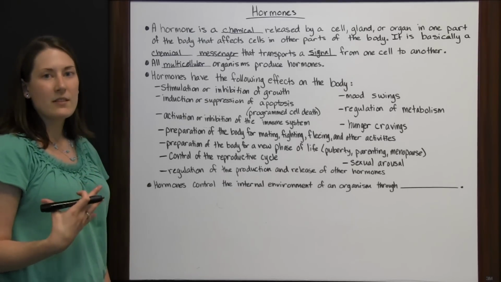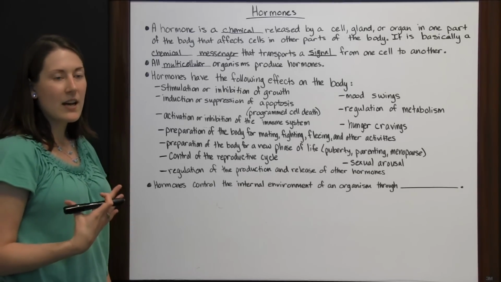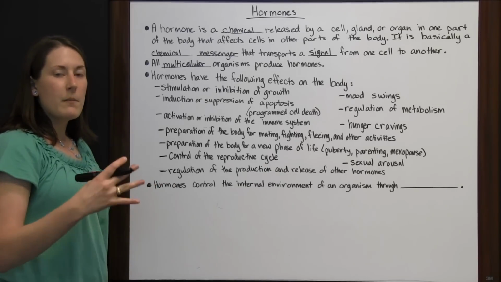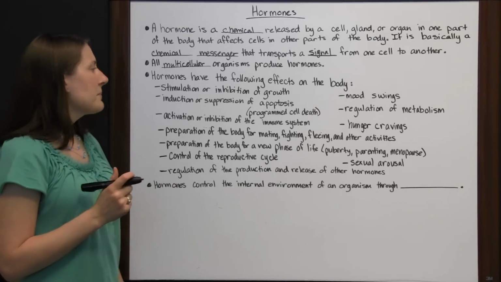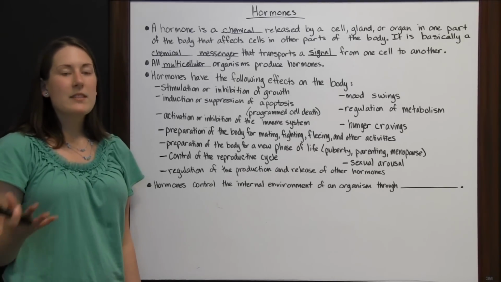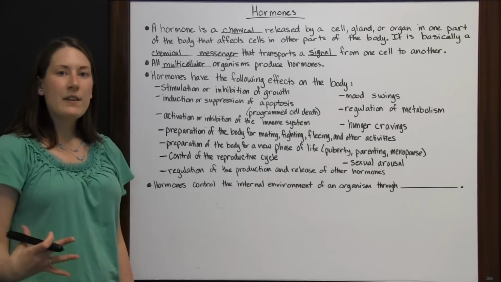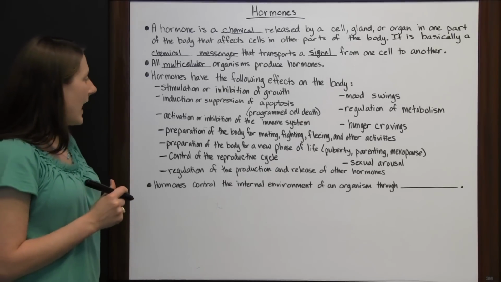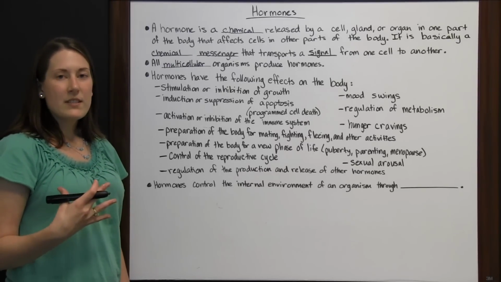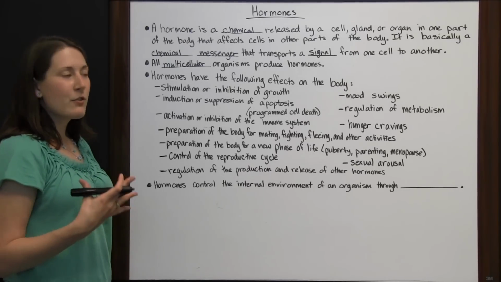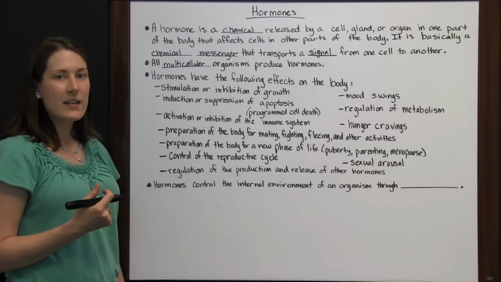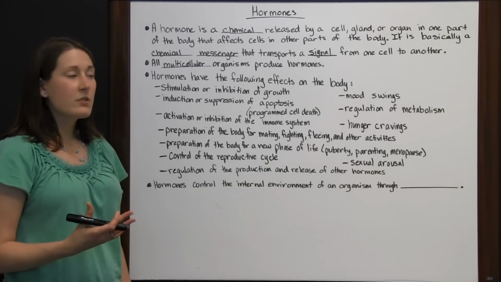So this is programmed cell death, and cells are supposed to die from time to time so that you can have new ones, but hormones can affect how many or few are dying at one time. Regulation of metabolism. Some people have faster metabolisms than others, and hormones have an effect on your metabolism. Activation or inhibition of the immune system. So your immune system, which is going to fight off bacteria or other foreign objects, how active or inactive it is can be affected by your hormones.